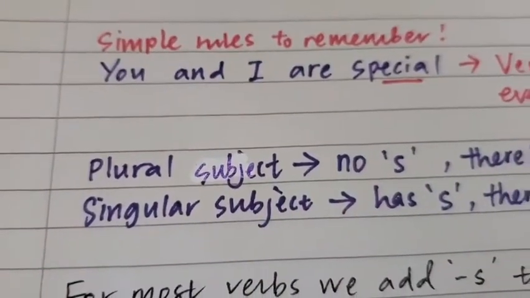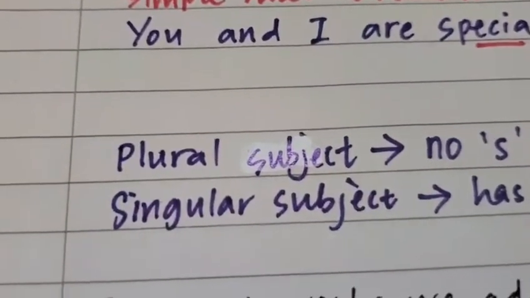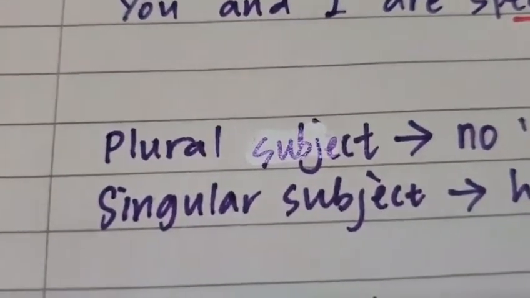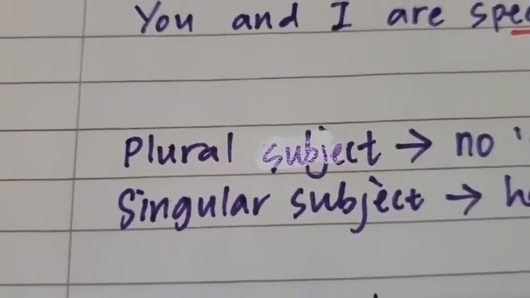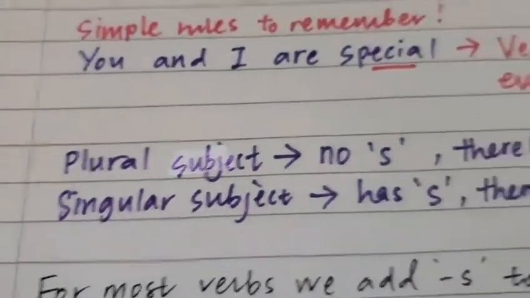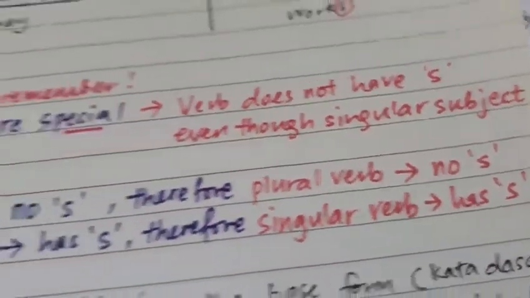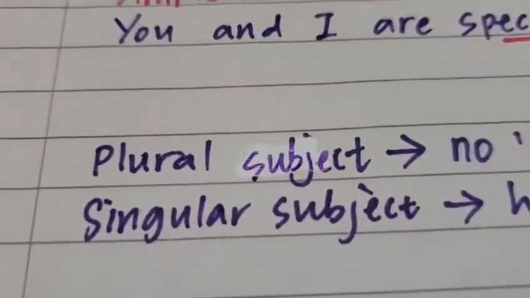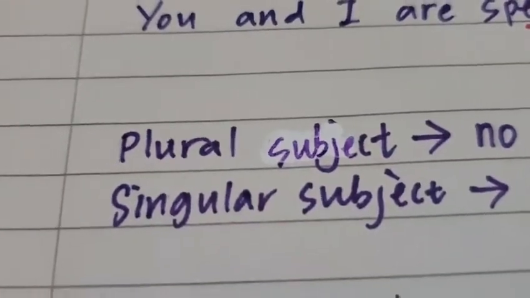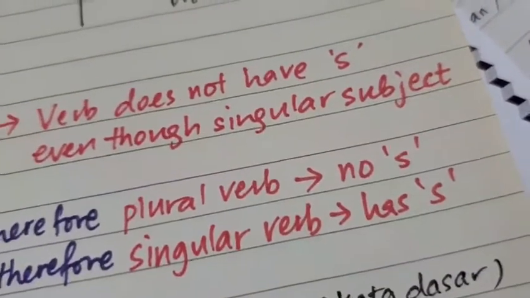Another rule that makes it easier for you to remember is you look at the spelling for plural and singular. Okay, so for plural, there is no S, right? So for your verb, you do not have an S. What about the word singular? You look at the word singular, starts with S, right? So for your verb, you have S.